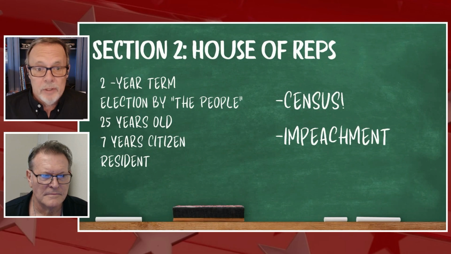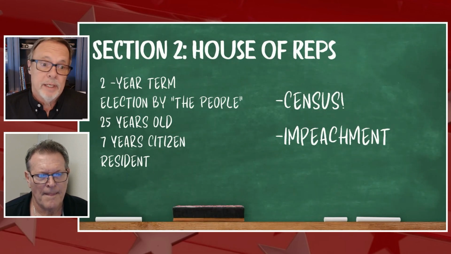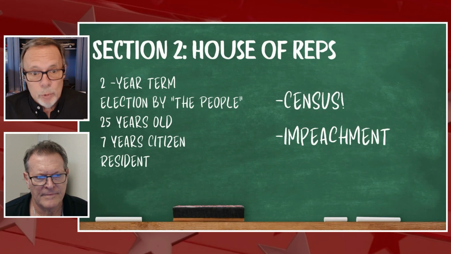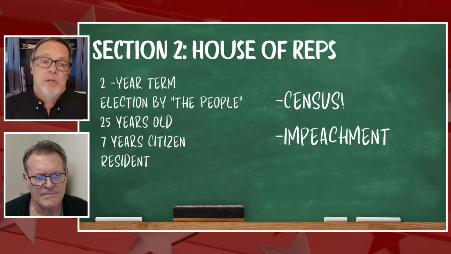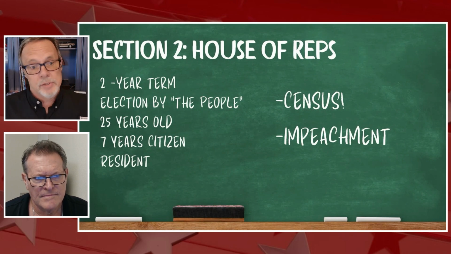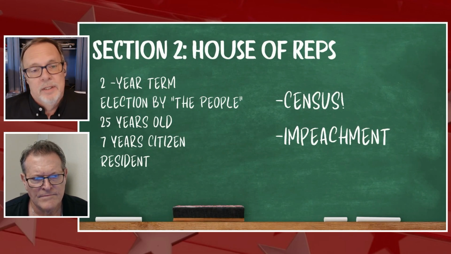They can be fairly young. 25 years old is the minimum legal age to do that. They don't have to be born in the country. They just have to have been a citizen for 7 years. And we see quite a few examples of people who have immigrated to this country, become citizens, and are now in Congress and helping to make laws.